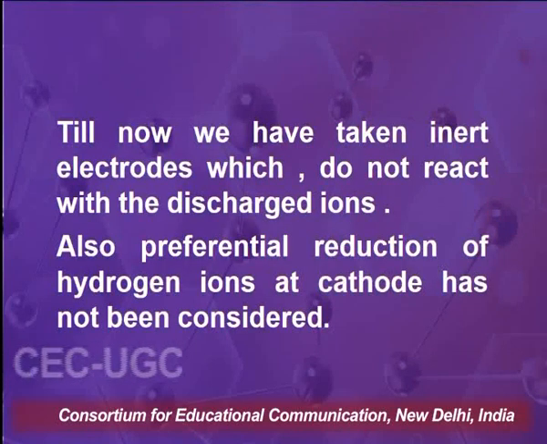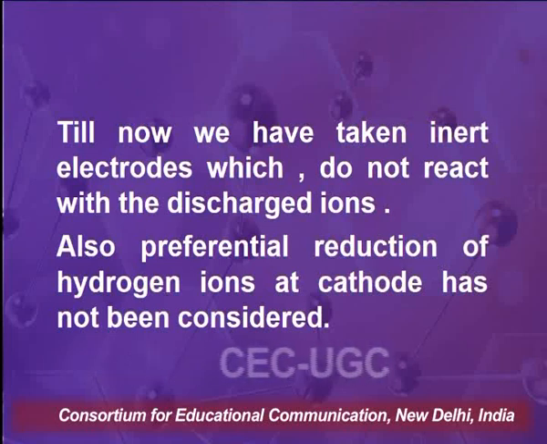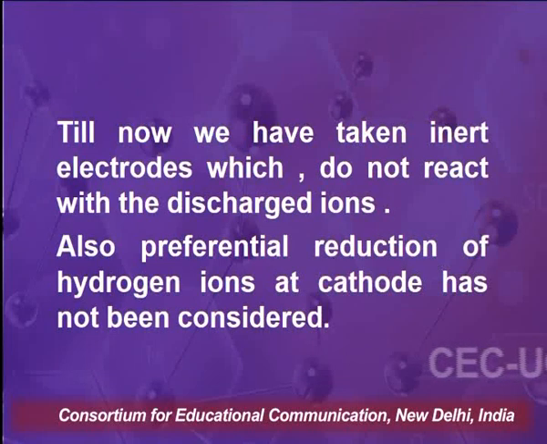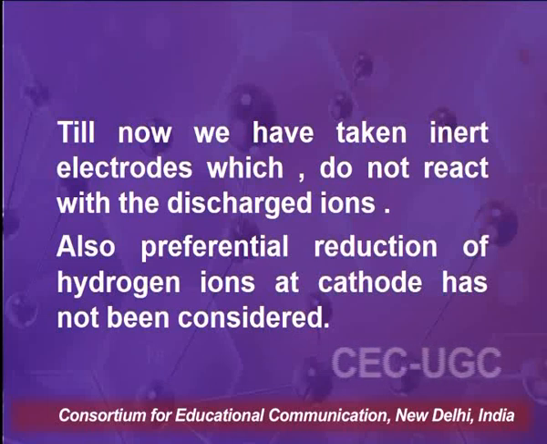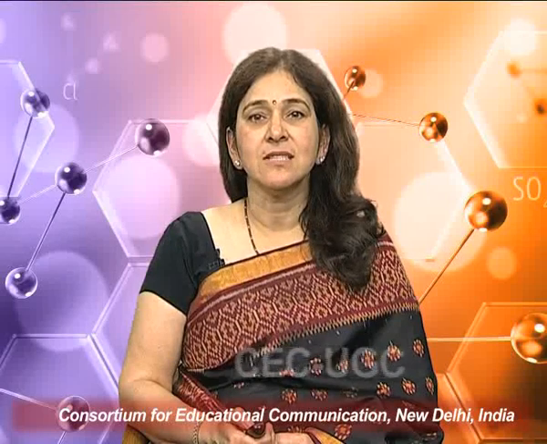Till now, we have taken the inert electrodes, which do not react with the discharged ions. Also, preferential reduction of hydrogen ions at cathode has not been considered. In many cases, anode gets oxidized and hydrogen ions get discharged. In such cases, the concentration around the electrode shows an increase instead of the fall. Electrolysis of silver nitrate solution using silver electrodes is an example of such a case.